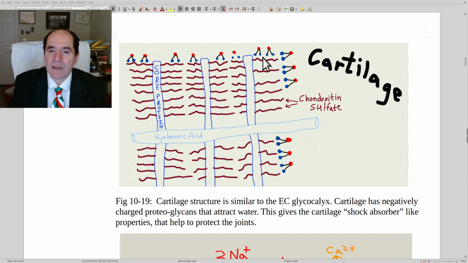Basically you get the same water interacting with them, and that makes the surfaces slippery, which is what you want inside your joint. And the fact that water is attached to it too contributes to giving it a little bit of a shock absorber effect. So imagine you're walking downstairs rather quickly. Your joints have to absorb that shock, let's say your ankle and your knee, and this cartilage material helps to make that possible.